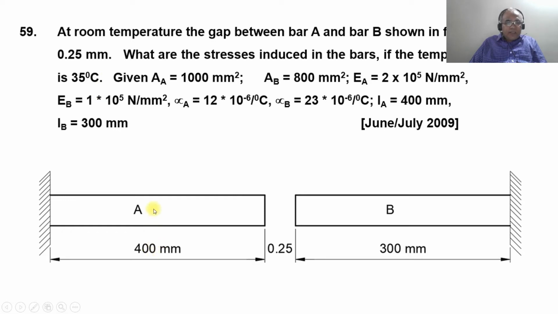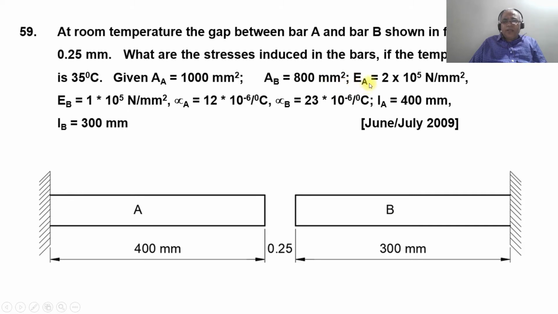So when the bar is heated, it is going to have a free expansion from here to here, or from here to here. Given AA, the area of cross section for bar A, is 1000 mm square, and AB, the area of cross section for bar B, is 800 mm square.